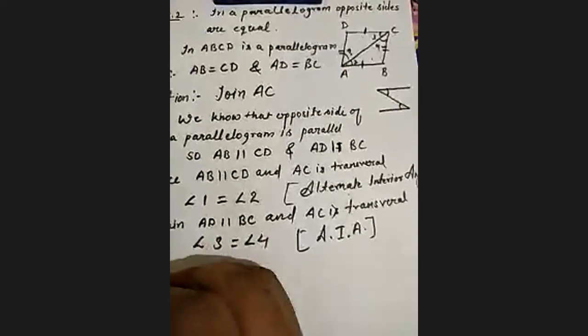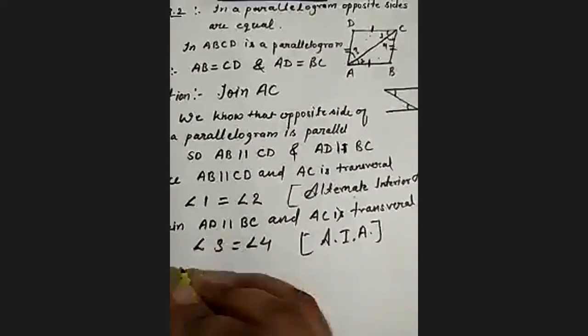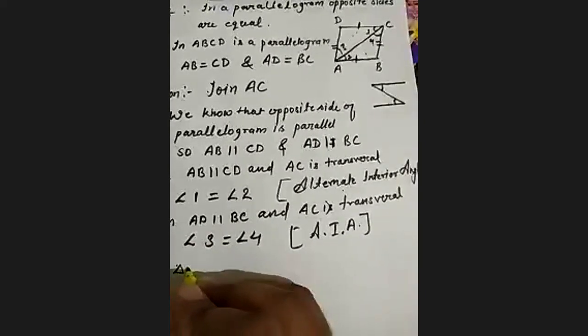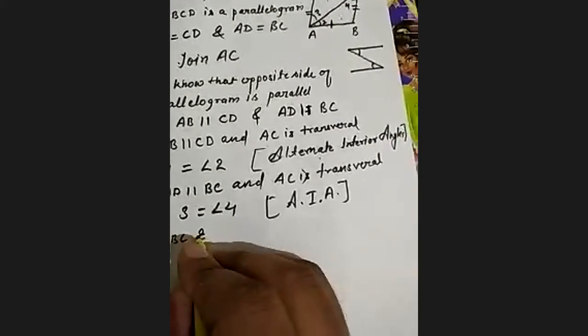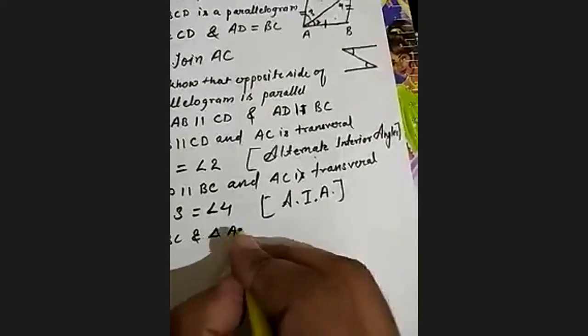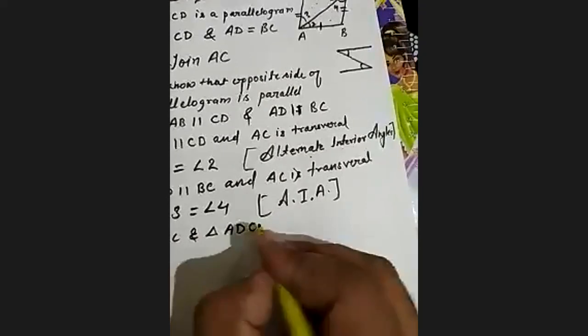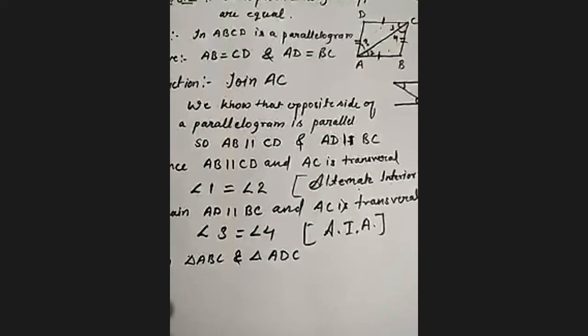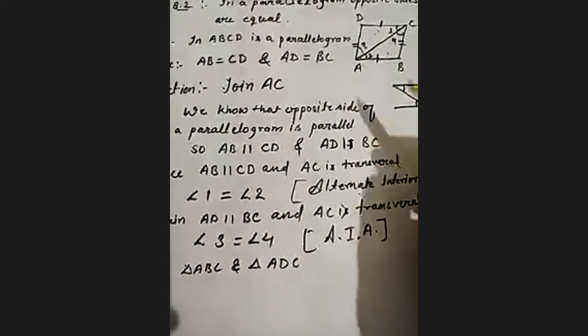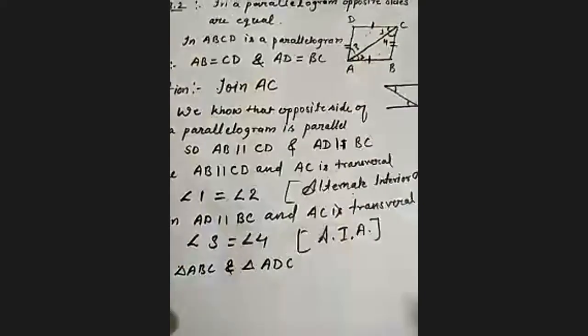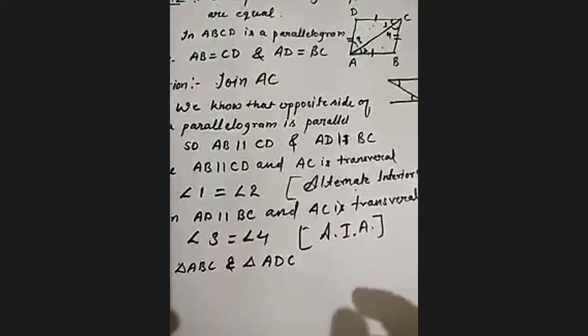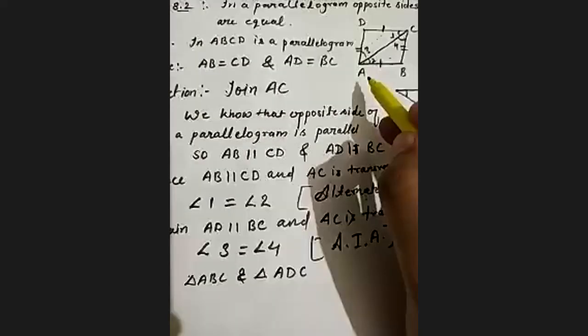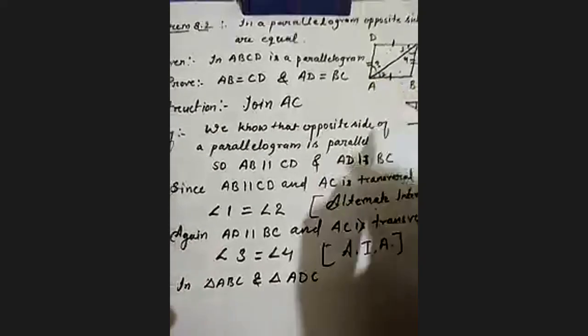Okay, so here we take triangle ABC and triangle ADC. Here we see that the first two angles are equal. Then we compare the sides. So first we compare the sides.